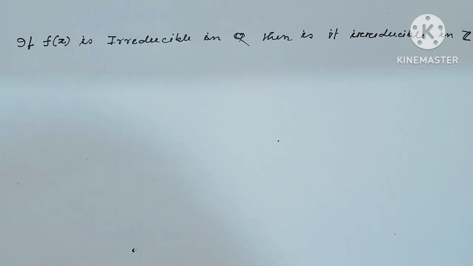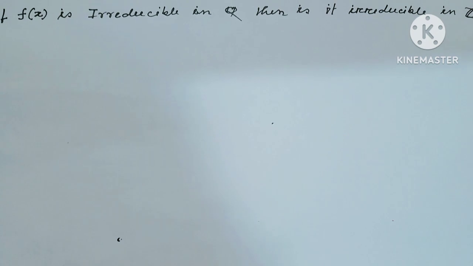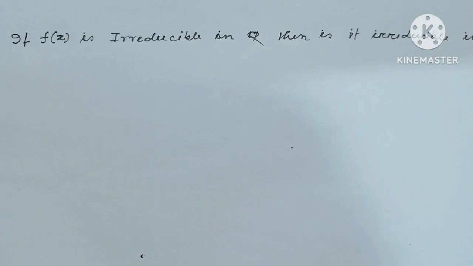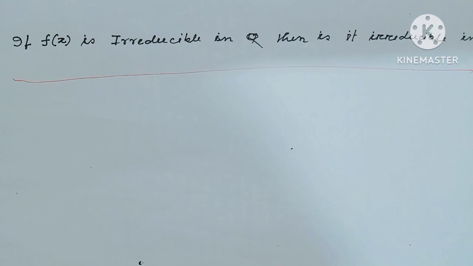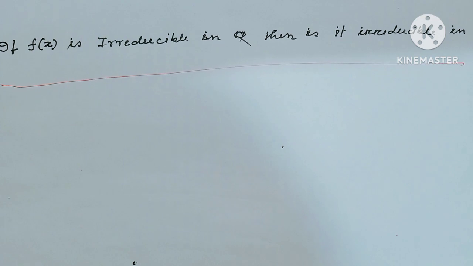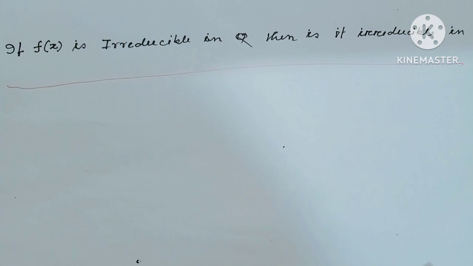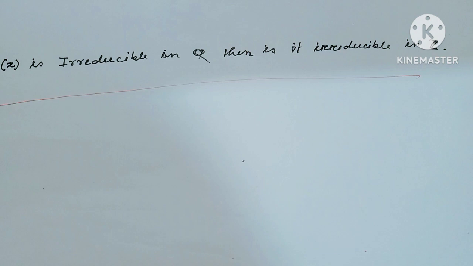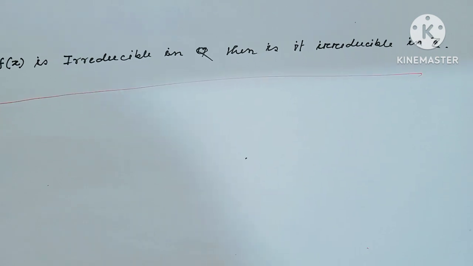Today I will show some properties of reducible and irreducible polynomials. First property: if f(x) is irreducible in Q, then is it irreducible in Z? Means integers. That means if f(x) is irreducible in the rational numbers, does it imply it is irreducible in the integers? This question is very important. At first, just think for yourself, then see my solution.